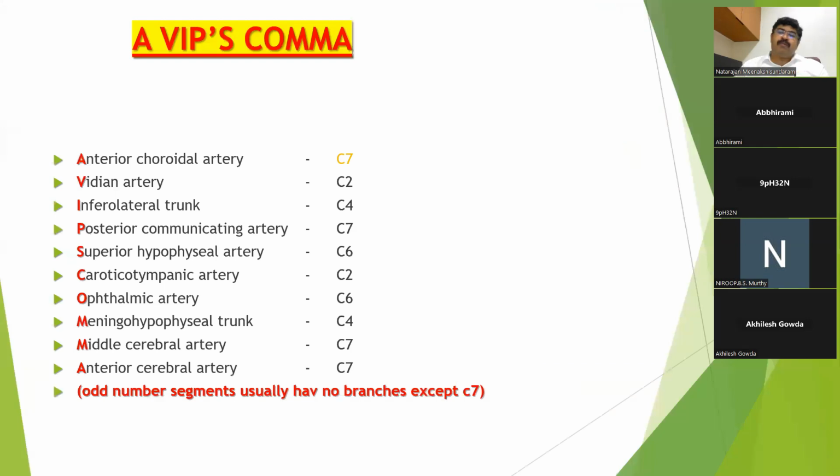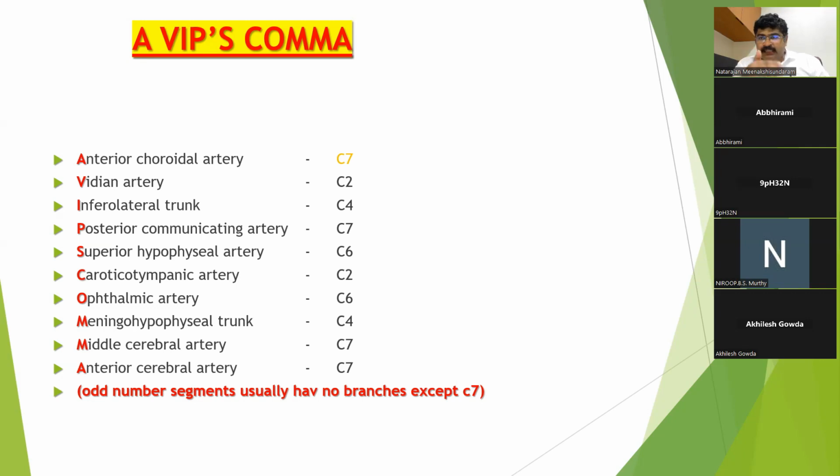To remember the various branches, there is a mnemonic. Just for the sake of remembrance, I'm giving you this mnemonic. It's called VAP schema. Remember, the odd numbered segments from C1 to C7 do not give any branches except for the C7. A stands for the anterior choroidal artery, V for the vidian artery, I for the inferolateral trunk, P for the PCOM, S for the superior hypophyseal artery, C for the caroticotympanic artery, O for the ophthalmic artery, M for the meningohypophyseal trunk, and the other M for the MCA, and A for the ACA.